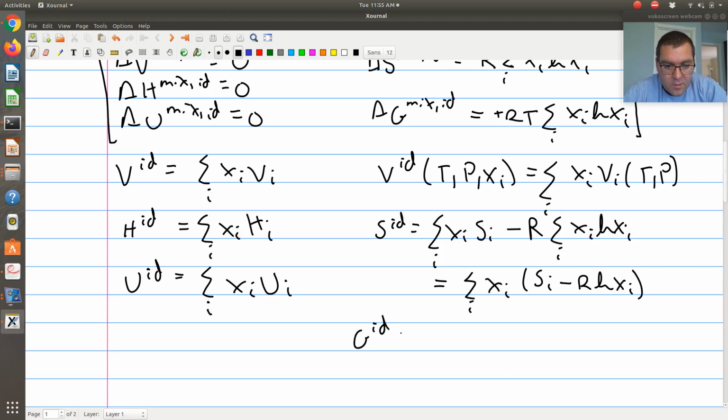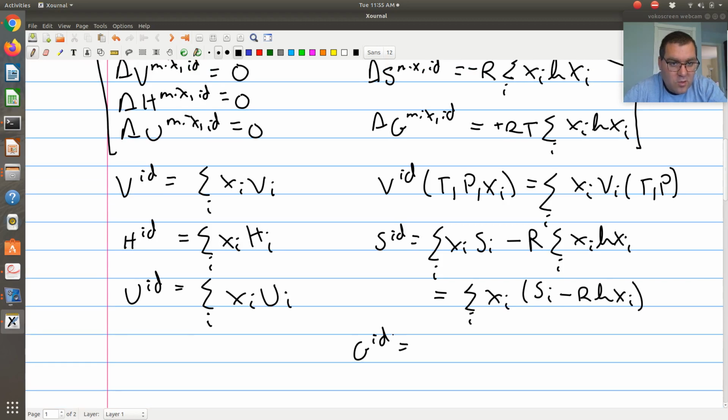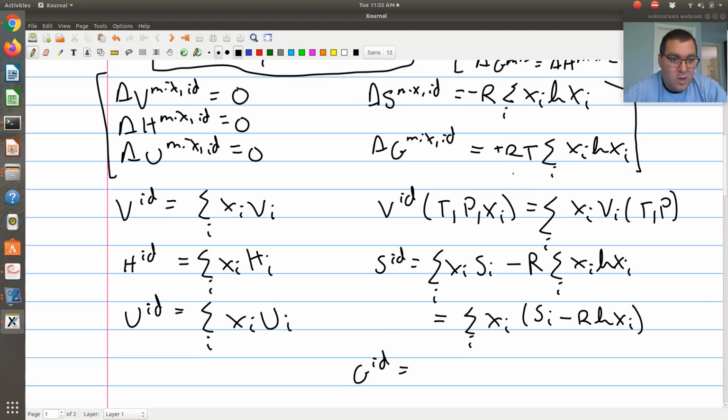Now G of my ideal solution. Just as we said, delta S of mixing is always going to be greater than or equal to 0, and delta G of mixing is always going to be less than or equal to 0. It will be equal to 0 in the pure component limit. Delta S is zero in the pure component limits, and delta G of mixing will always be less than or equal to 0.